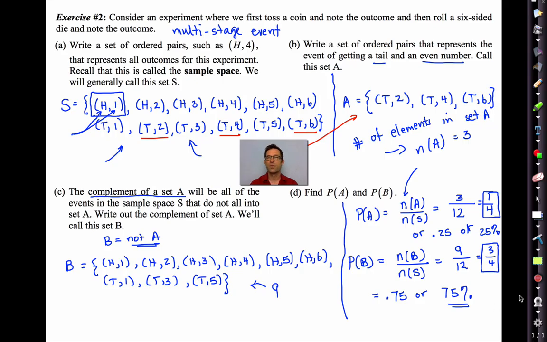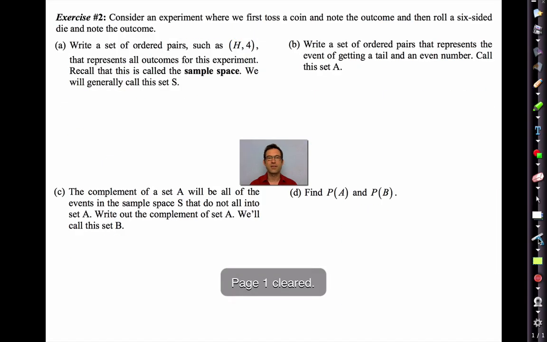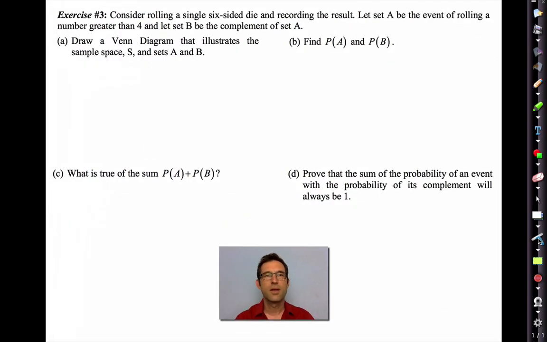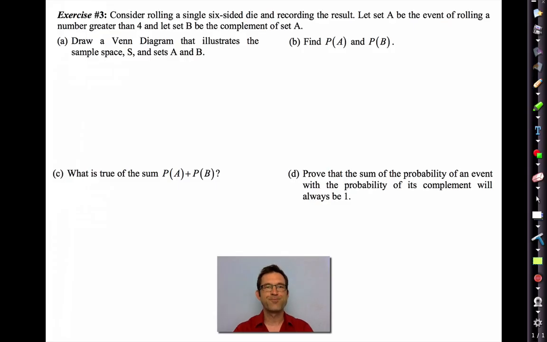Okay, whoops, let's clear out the text. Exercise 3. Consider rolling a single 6-sided die and recording the result. All right, simple enough. Let A be the event of rolling a number greater than 4, and let B be the complement of set A. Draw a Venn diagram that illustrates the sample space S and sets A and B.